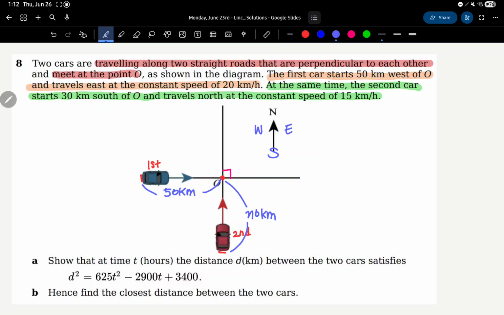And we also know the speed. So the first car is traveling at 20 kilometers per hour east, and the second car is traveling at 15 kilometers per hour north. So what do we do with this information? Think about it. If we just stop here reading the question, we might not get how to solve it. But if we look at letter A, it kind of gives you a hint.